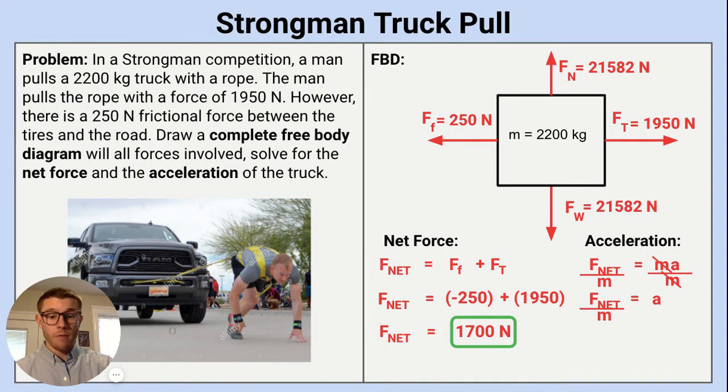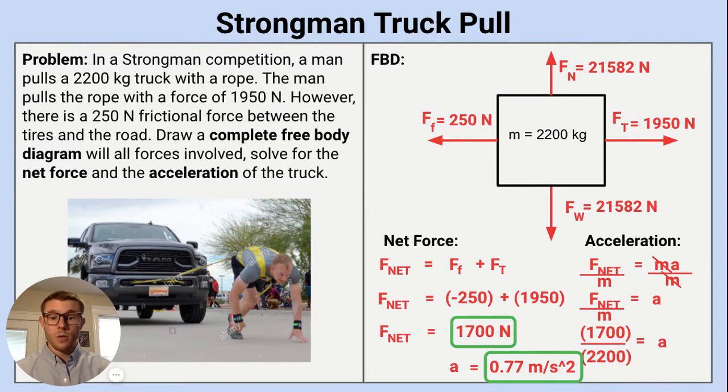We then plug in the net force that we just solved for, along with the mass that was given in the problem, and we solve for acceleration, which is at a rate of 0.77 meters per second squared. That is our final answer. So in this problem, we have this strongman who is able to accelerate a truck to the right at a rate of 0.77 meters per second squared.